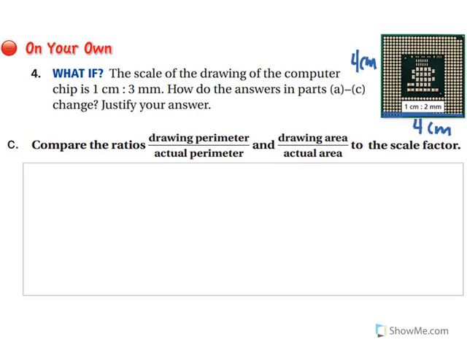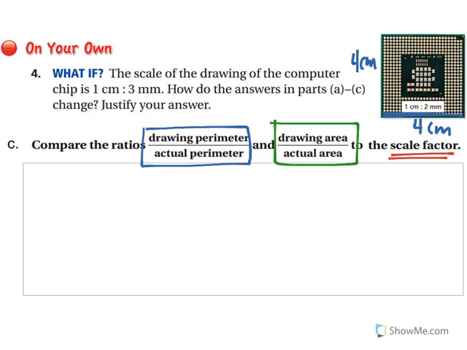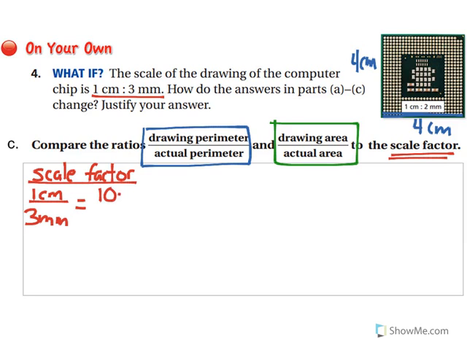Okay, so the final part here. Now we're looking at comparing the ratios of the drawing perimeter and the drawing area to the actual perimeter and area, and comparing those to the scale factor. So for our scale factor, let's begin with that. With scale factor, we begin with 1 centimeter to 3 millimeters. We always start with the scale. Well, we're going to change these both to millimeters. So that's going to be 10 millimeters to 3 millimeters. We can't simplify that anymore. And so we're going to just write this down as 10 over 3. That would be the scale factor.